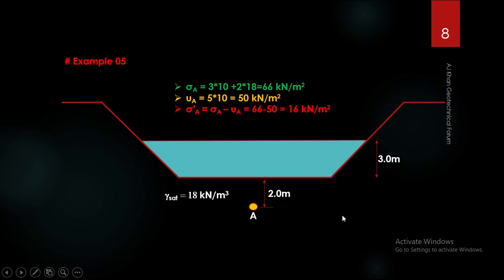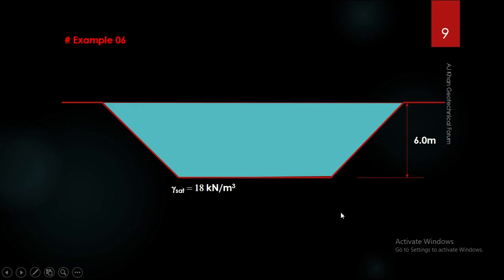Okay, now let us say that the cross section of the river is now full. Okay, it is running to the full capacity. The flooding has not yet occurred. So this is 6 meter depth of the river cross section. The soil is saturated here.